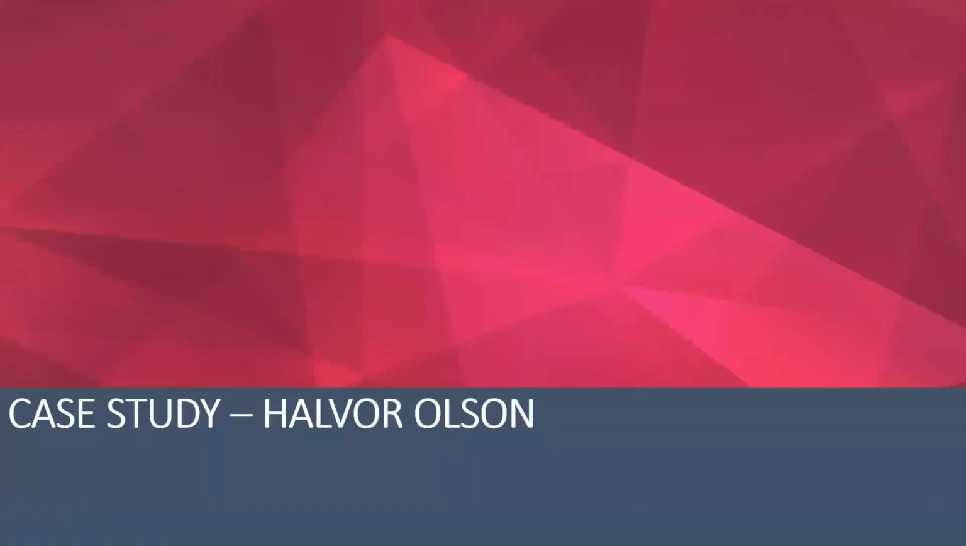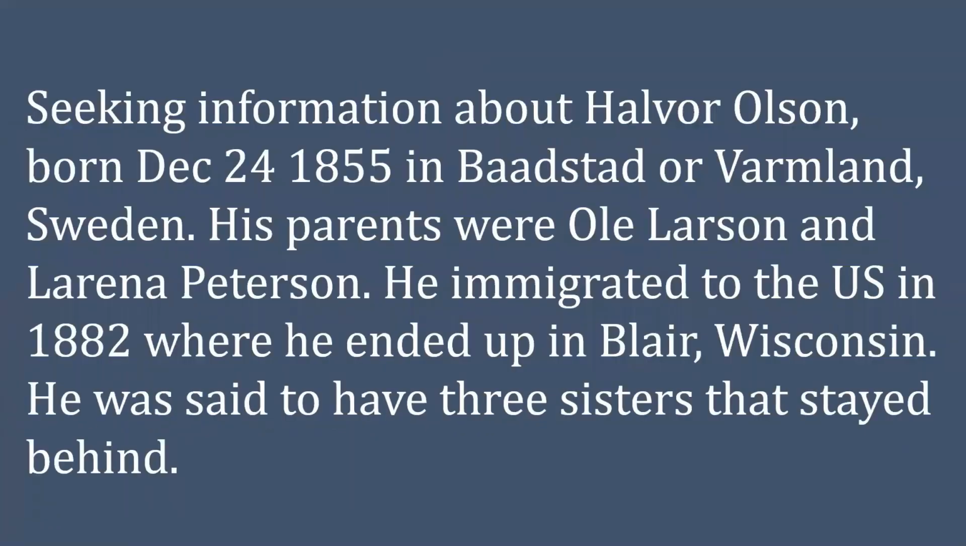Let's do a case study. This is a real case study. It's for Halvor Olsen. You notice it's spelled with the English or American spelling. Born December 24th, 1855 in Badstad or Värmland, Sweden. His parents were Ole Larsson and Lorena Peterson. And he immigrated to the US in 1882, where he ended up in Blair, Wisconsin. He was said to have 3 sisters that stayed behind.